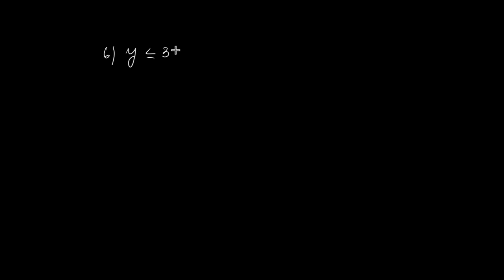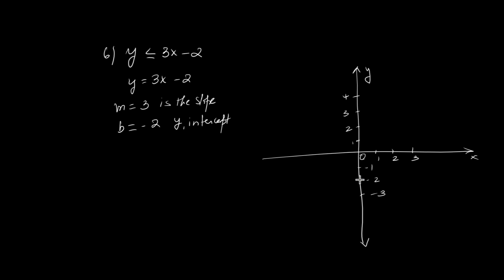Now, let's graph y less than or equal to 3x minus 2. First, we rewrite it in slope-intercept form, y equals 3x minus 2. M equals 3 is the slope, and b equals -2 is the y-intercept. First, plot the y-intercept at -2. Then use the slope, go up 3 units and right 1 unit to find another point. Connect the points. Because the inequality is less than or equal to, we draw a solid line and shade the bottom. However, we can also use a test point to confirm the shading.